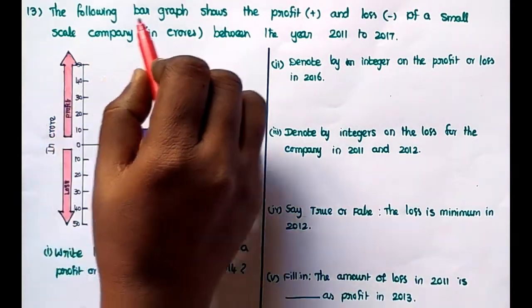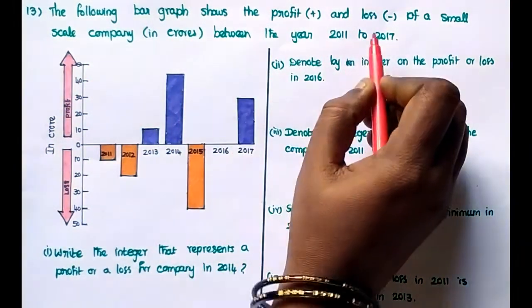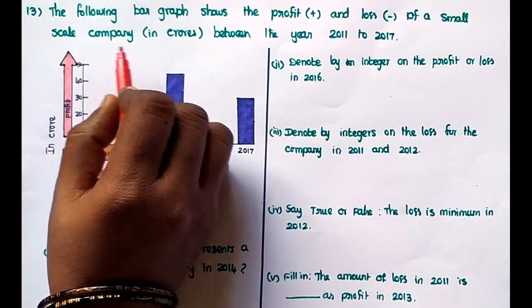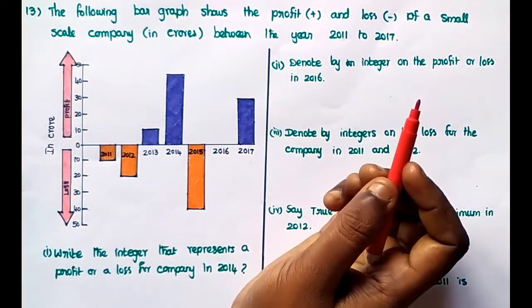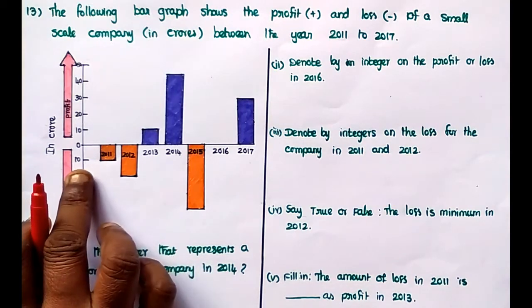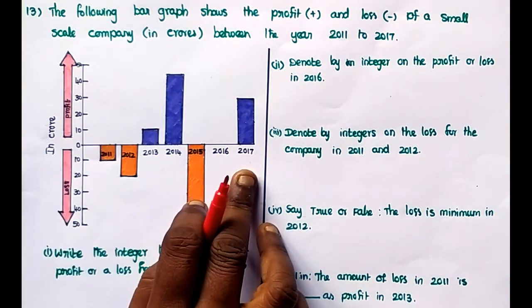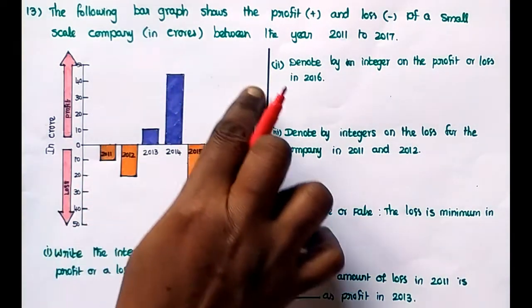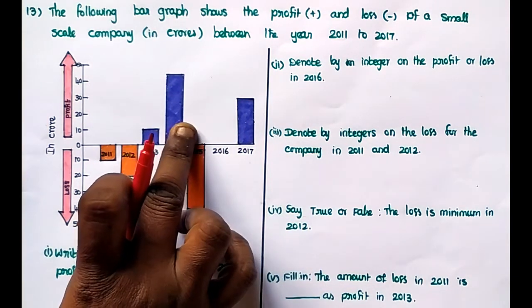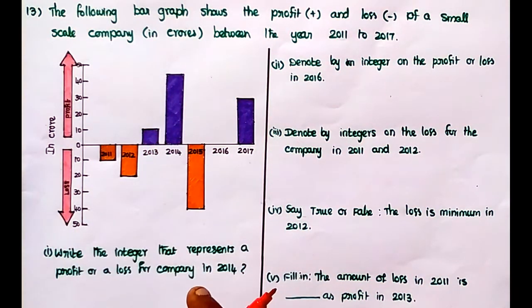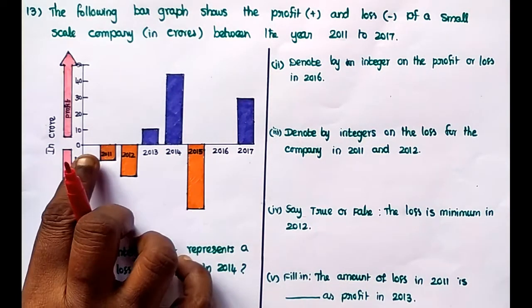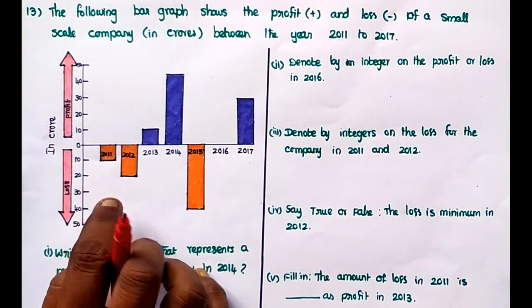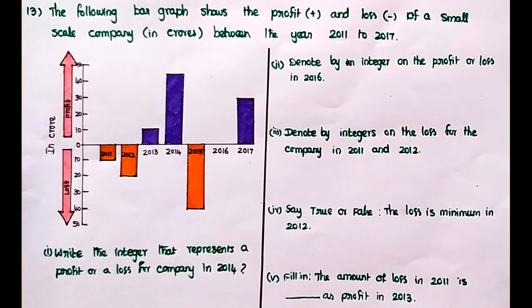13th sum. The following bar graph shows the profit and loss of a small scale company in crores between the years 2011 to 2017. Here, listen, this graph, bar graph. These are all profit, so we denote in positive sign, positive integers, and these are all negative below the 0, that is negative, that is loss.